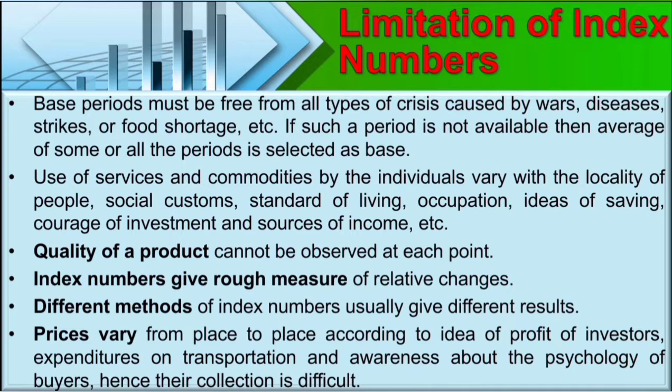Number 1. Quality of a product cannot be observed at each point. Number 2. Index numbers give rough measure of relative changes. Number 3. Different methods of index numbers usually give different results. And number 4. Prices vary from place to place according to the idea of profit of investors, expenditures on transportation, and awareness about the psychology of buyers. Hence, their collection is difficult.